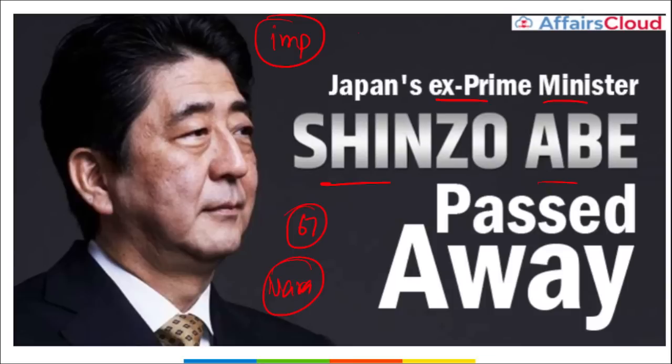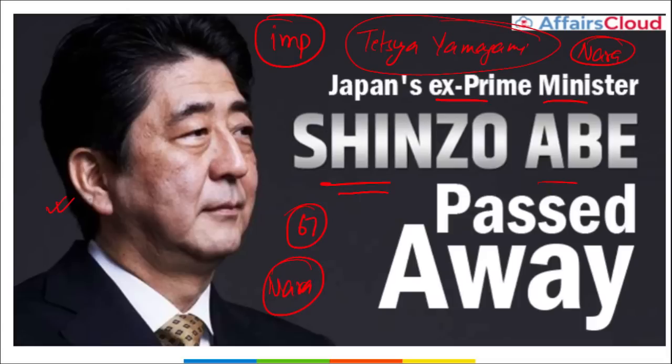He was shot twice. And what is the name of the person who shot him? Tetsuya Yamagami. Tetsuya Yamagami is a 41-year-old resident of Nara city only, where Shinzo Abe was doing a campaign for the parliamentary election, and there and then itself he was shot twice by Tetsuya Yamagami, and sadly Shinzo Abe has recently passed away.